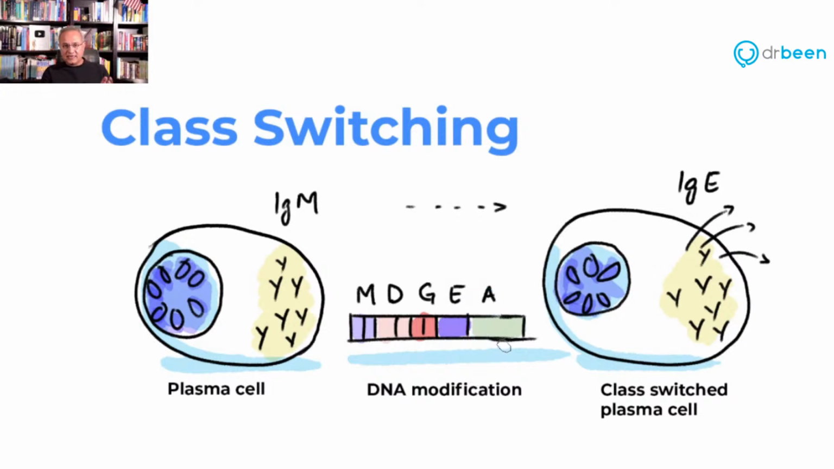Once a class has been switched to the next level, the B cell cannot go back to the previous immunoglobulin because that DNA part is actually removed. So a B cell that has lost the capability of making immunoglobulin G, for example, and has gone to immunoglobulin E, can never make immunoglobulin G again because that gene is removed. It's spliced out, it is cut out, it is destroyed.